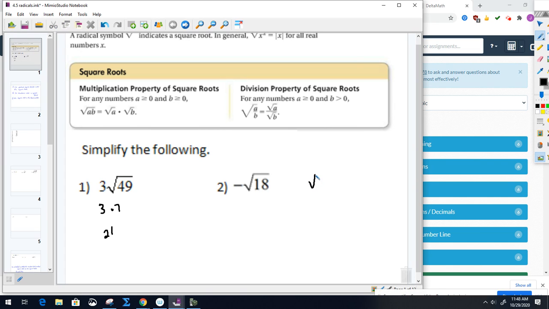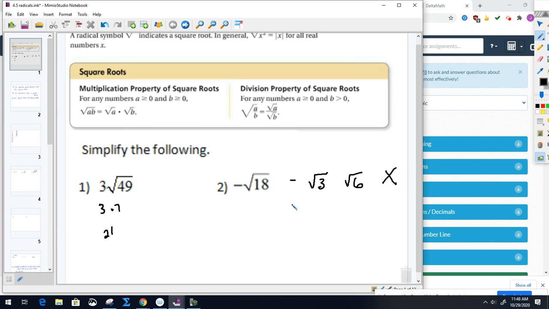A student might say the square root of 3 and the square root of 6, and I would say that's absolutely positively correct, but can you simplify the square root of 3? The answer to that is no. Can you simplify the square root of 6? The answer to that is no. So I wouldn't want to write the product of 18 as 3 and 6.